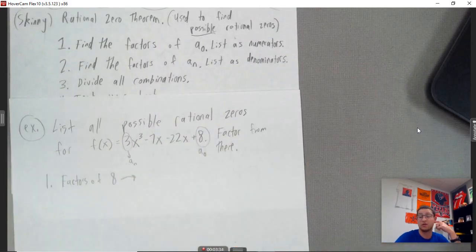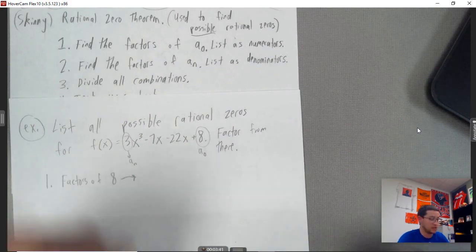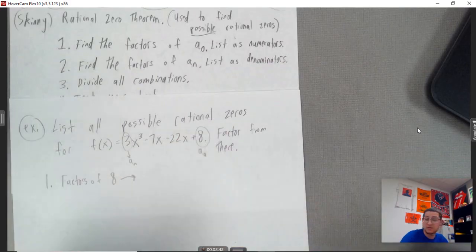Now, I do want to note something important. You want to do plus or minus for everything, and you'll see it as we go. What I mean by this is, for example, a factor of 8 would be 2, because I can divide 8 evenly by 2 and get 4. 2 is a factor of 8. 4 is also a factor of 8 because I can divide 8 by 4 evenly and get 2.